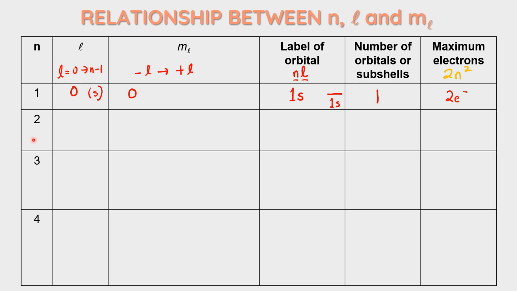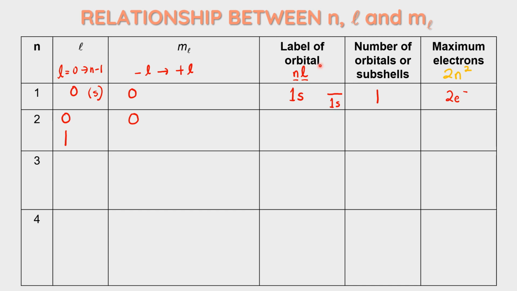Okay, let's move to energy level 2, which is n equals 2. So when n equals 2, the value of L will be from 0 until 2 minus 1, which is 1. So you have to list down the values from 0 until 1, which is 0 and 1. For the value of ML, you have to solve for these values separately, okay, individually. So when n is 2, L is 0, so ML will be 0 as well.